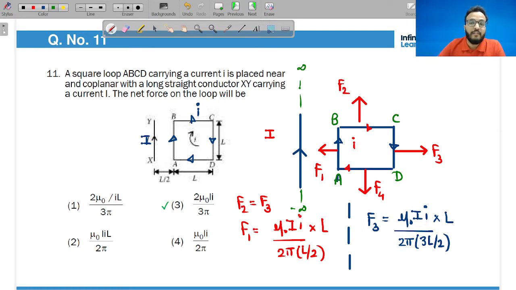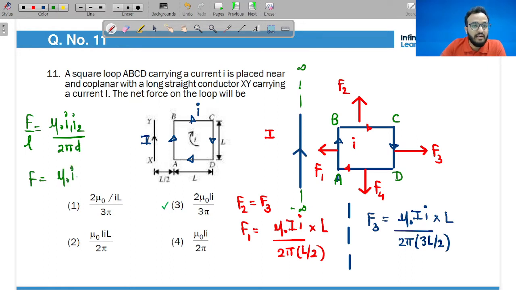Now, the force on wire AB will be stronger as compared to wire CD. Why? Because AB is closer to the infinitely long wire and CD is away from it. So let's find out the force on wire AB. We know the formula: force per unit length is mu naught I1 I2 upon 2 pi d. So what is the overall force if you want?